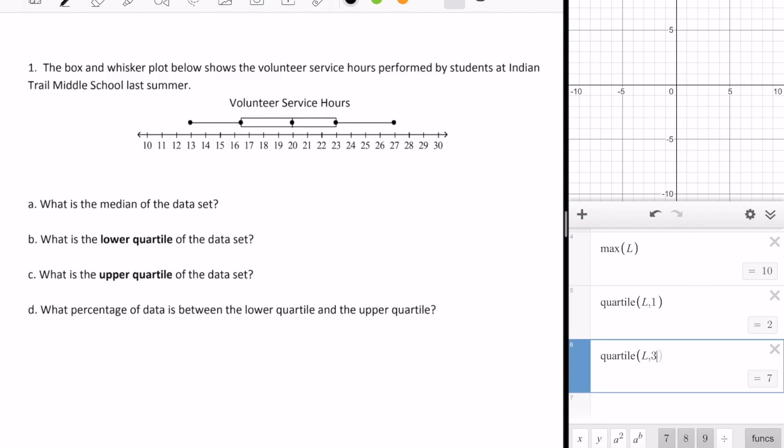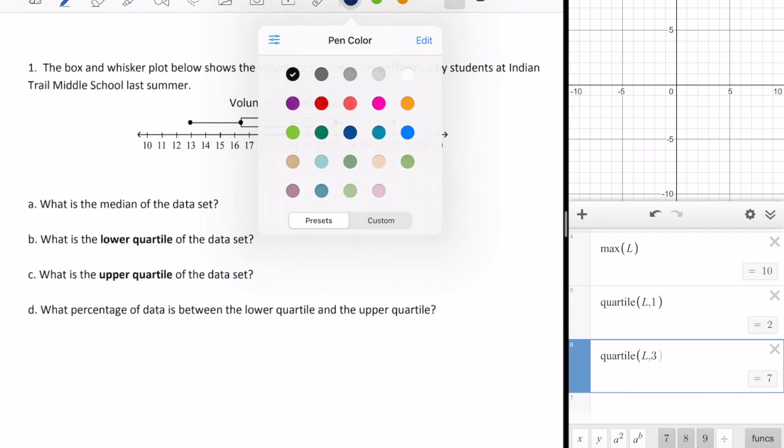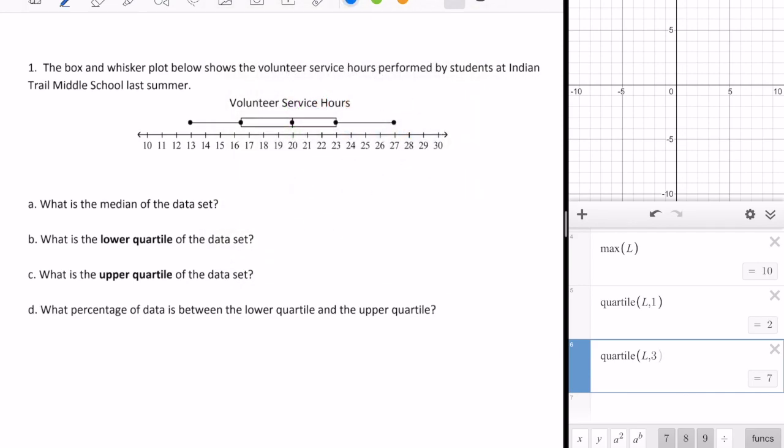Okay, so the box and whisker plot shows the volunteer service hours performed by students at Indian Trail Middle School. What is the median of the data set? So just based off of this box and whisker plot, we can see that the median is going to happen right here where that middle line in the box is. So that's at 20.